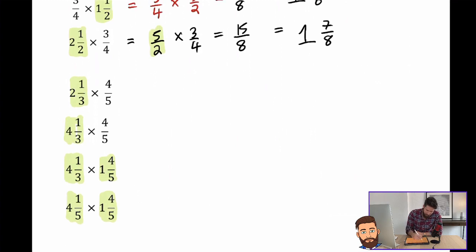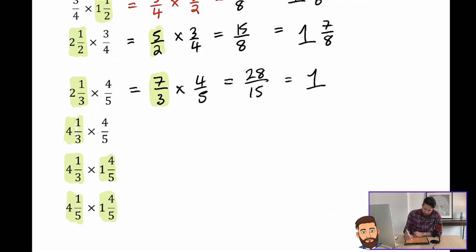Okay, and finally to finish these 4 off at the bottom, hopefully you managed to get onto these. 2 times 3 is 6, plus 1 is 7 over 3, times by 4/5, which is okay. So that top mixed number goes to this improper fraction. Times across, 7 times 4 is 28, 3 times 5 is 15. How many times does 15 go into 28 whole? Well, 15 30 is too many, so 1 whole 1 with 13 over 15 left over.